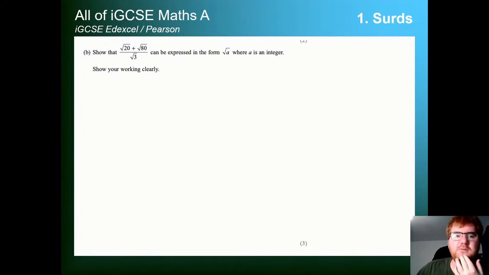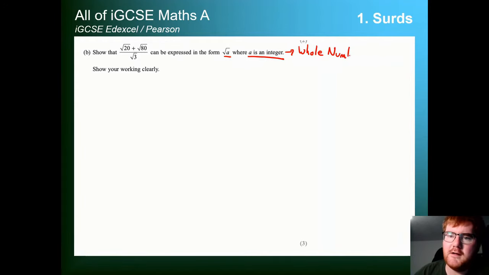Okay, on to our next question here. So slightly different style. I want to see lots of different styles in this very big video. So show that root 20 plus root 80 over root 3 can be expressed in the form root a, where a is an integer. Remember, integer, that's just a very complicated word for a whole number. And we need to show our working clearly here.